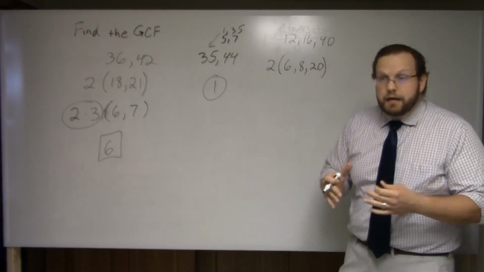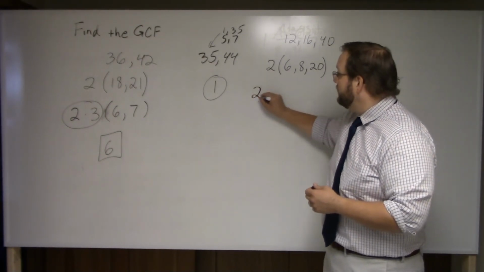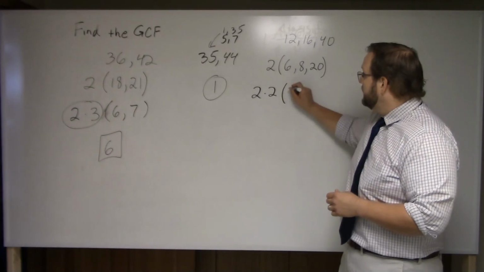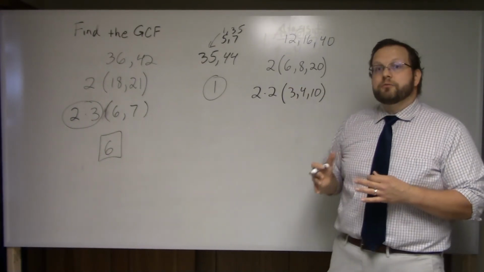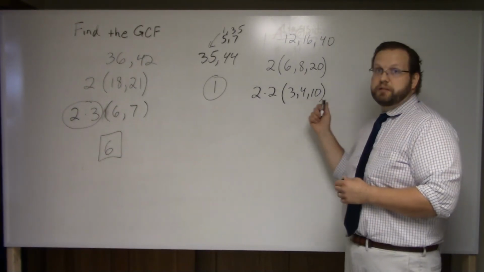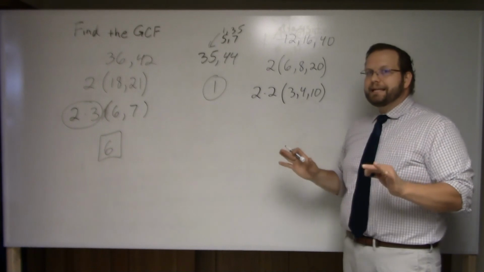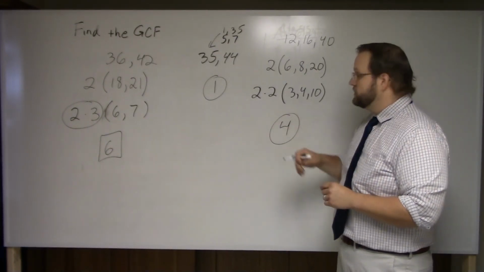Okay, now I can see that these are still even. So I'm going to take another 2 out, multiplying those together. And I got 3, 4, 10. Now, 3, 4, and 10. 4 and 10 have something in common, but 3 doesn't. That oddball out, we can't take anything else out. So what we have as our GCF is 4.